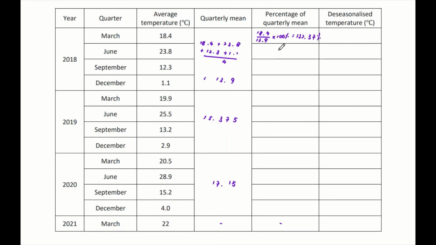In this case, the same thing, you can try to pause the video. I'm going to fast forward this. Basically, you are just using the raw data to divide by the respective quarterly mean.